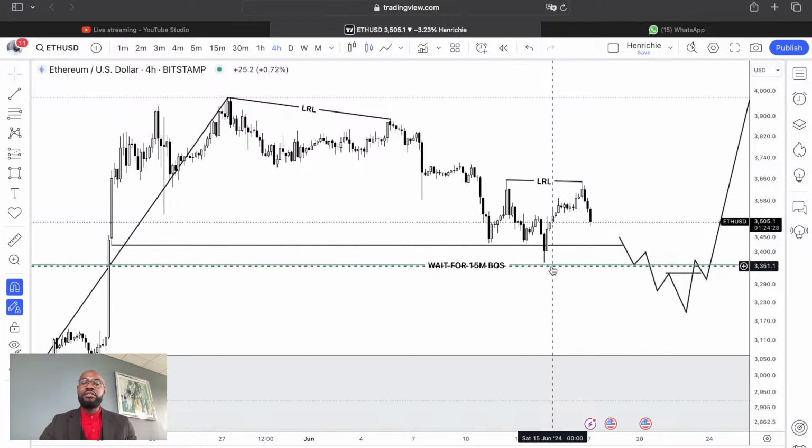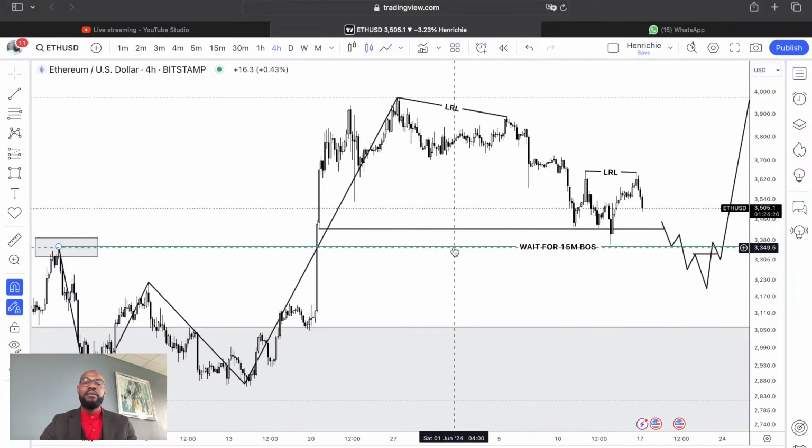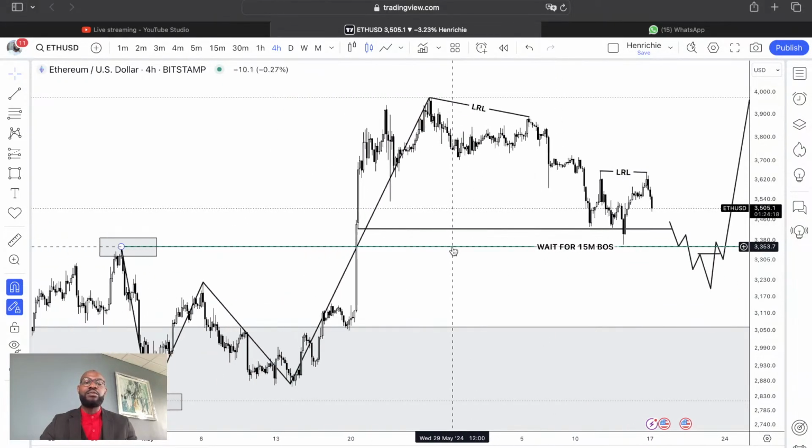So for me to get into this trade, I want to see it drop below this key level. I want to buy within this key level, inside this green, below this green line. That's where I want to buy.